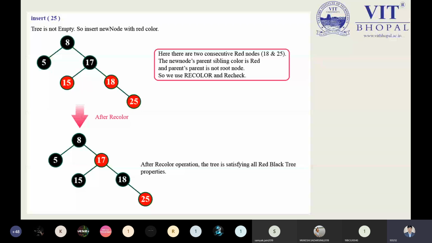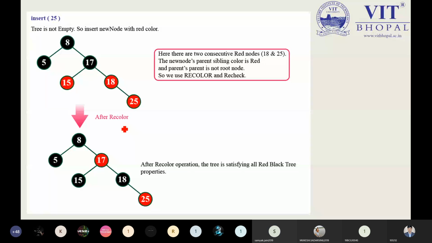Now the tree is not empty, so I am inserting the 25, and 25 will be added without any doubt on the right side of the 18. Okay, so after inserting the 25, now let us see whether the tree is balanced or not.